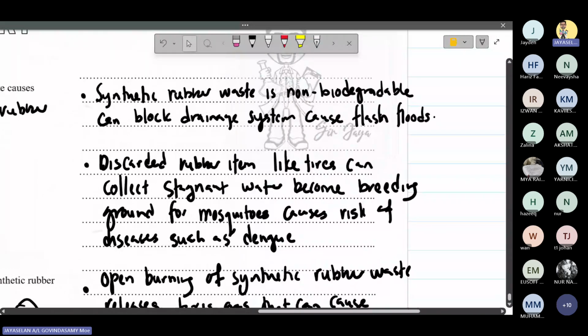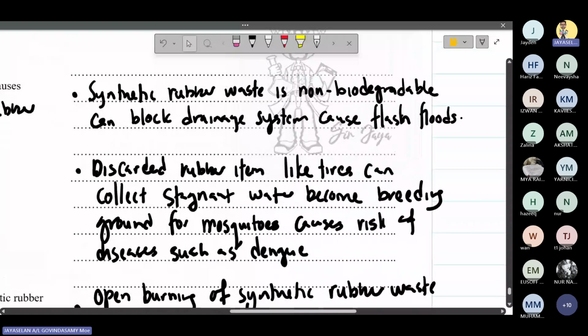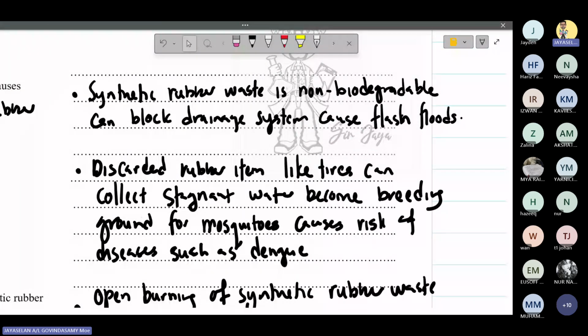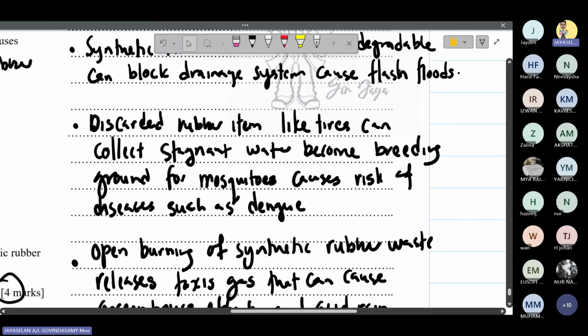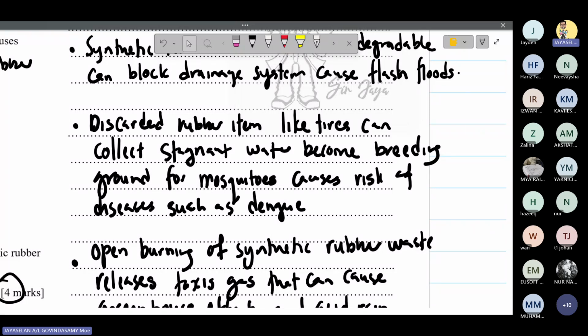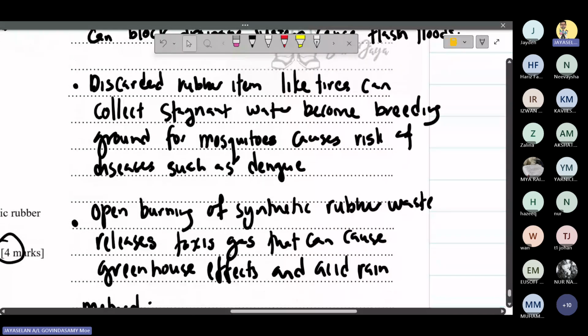Tak ada, eh? Okay, so kamu nak salin point 1, salin. Synthetic rubber waste is non-biodegradable, tidak mudah reput, okay? Ataupun tak terbiodegradasi. Can block the drainage system, can cause flash flood. Okay, dapat pembuangan. Discarded rubber items like tire can collect stagnant water and become a breeding ground for the mosquito, causes or increase the risk of diseases such as dengue, 1 mark.